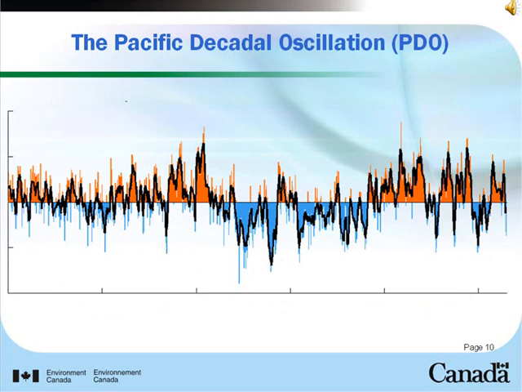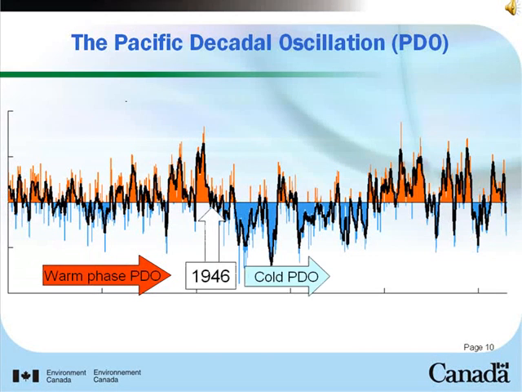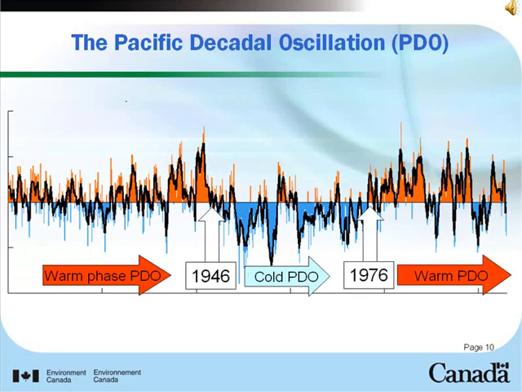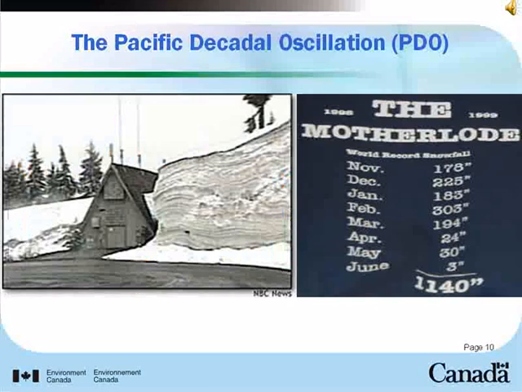This graph charts the PDO from about 1900 to 2005. For most of the early part of the century, the PDO was in warm phase. Around 1946, it shifted to cold phase until about 1976, when it shifted back to warm phase. These are significant dates, as we'll see. In about 1998, it appeared the index was becoming cold again, but it didn't last. Remember that during the winter of 1998-99, Mount Baker in Washington State set the so-called world record for single-season snowfall.